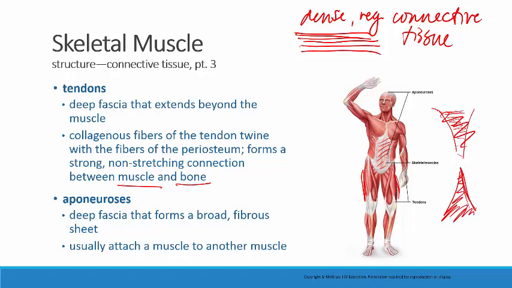We have this big layer of deep fascia that is called an aponeurosis. If it's plural, it's aponeuroses. And they also attach the muscle, this time to another muscle. So aponeuroses are big, broad, fibrous sheets that attach muscle to muscle.